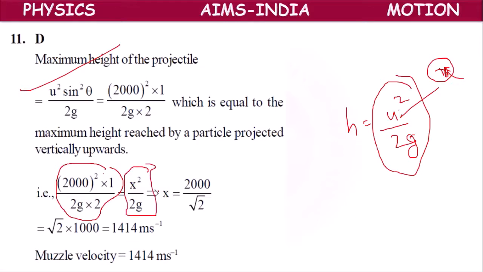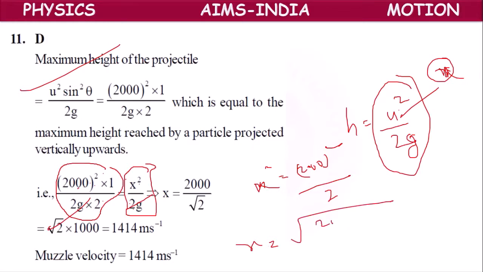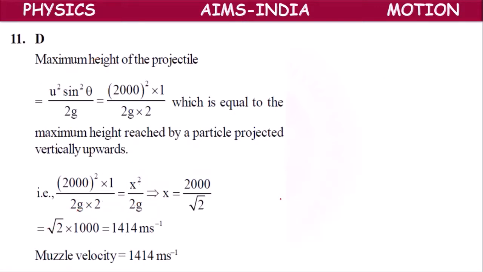So if we equate both these two equations, 2g gets cancelled. So 2000 square, and 2 will go to this side. So we have x square equal to 2000 whole square by 2. If the square comes to that side, it will become a root. So x equals root of 2000 square by 2. The square root gets cancelled, so 2000 by root 2. 2000 by root 2 is the answer.